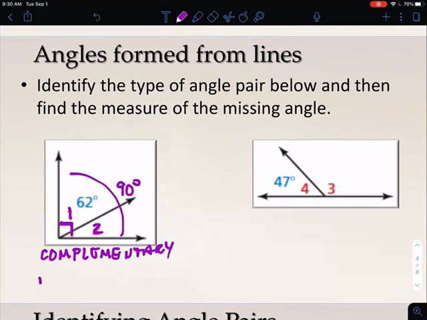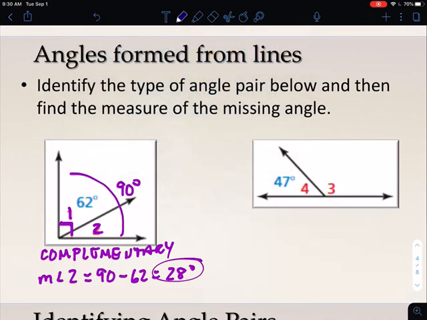Complementary means they add up to 90 degrees. So if I want the measure of angle 2, I simply take the total number, 90 degrees, minus the 62 I already have, and we end up with the measure we need, 28 degrees. So my complementary angles have to add up to 90 degrees.